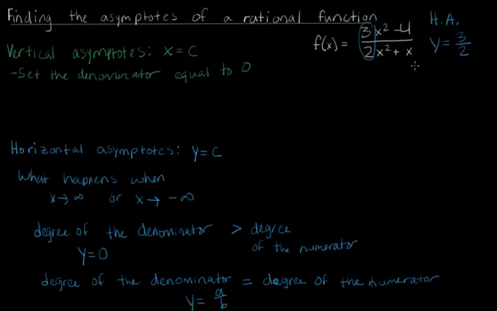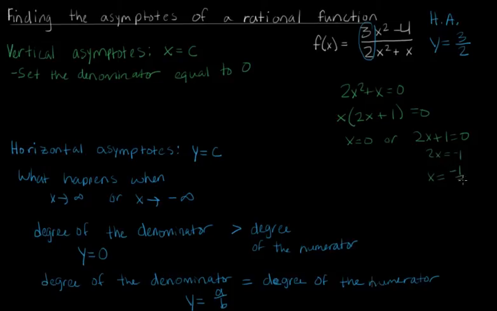So let's go ahead and actually find the vertical asymptotes here too. So in this case, we want to set the denominator equal to 0. So we're going to get 2x squared plus x equals 0. So we can factor out an x, and we get x times 2x plus 1 equals 0. So we get x equals 0, or 2x plus 1 equals 0. And this will be 2x equals negative 1. So x equals negative 1/2. So these will be the two vertical asymptotes in this case.